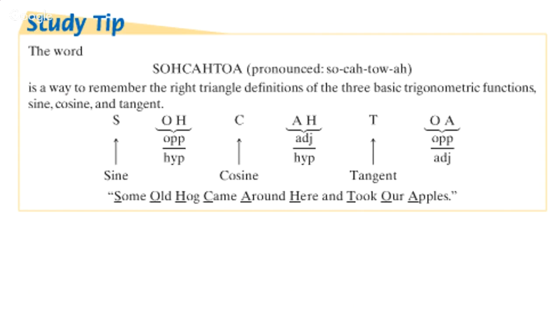A is adjacent. There's another saying, some old hog came around here and took our apples. It's another way of remembering your sine, cosine, and tangent ratios. And once again, if you know those three, then you can also do your reciprocal identities. Remember, the reciprocal of sine is cosecant, the reciprocal of cosine is secant, and the reciprocal of tangent is cotangent. So if you know your sine, cosine, and tangent functions, then you can know your reciprocal functions also.